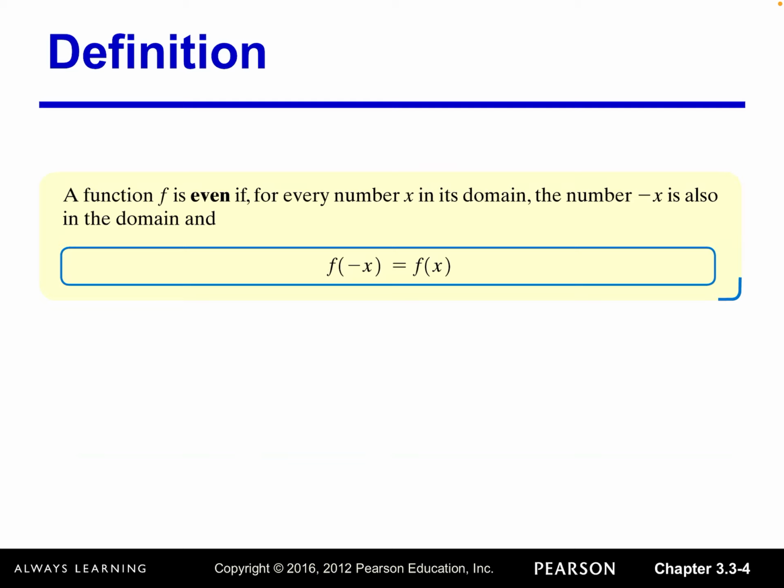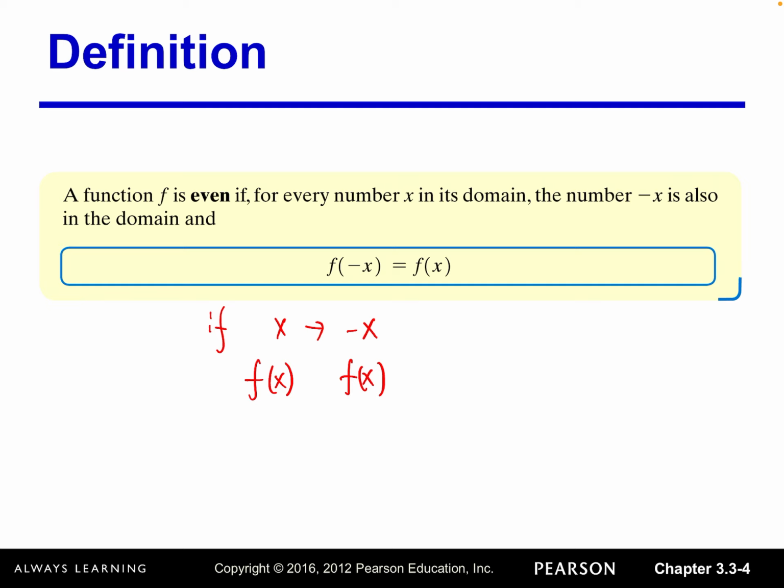So what does it mean? That means if we replace x by its negative, f of x is still the same. When we replace x by negative x, the y, or the function value, stays the same. The function doesn't change. That's why f of negative x is the same as f of x. So what kind of function can do that?